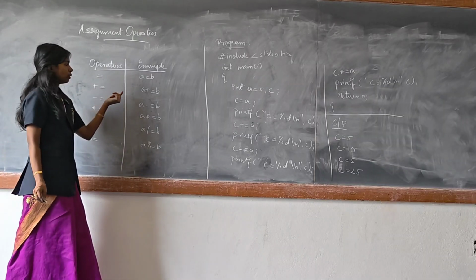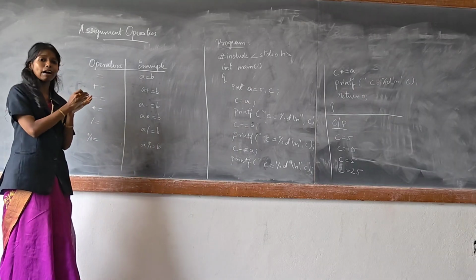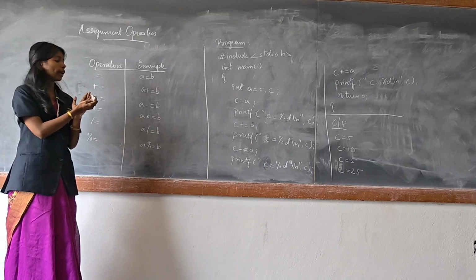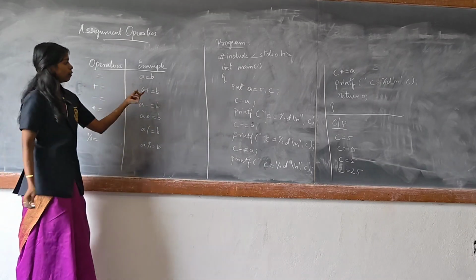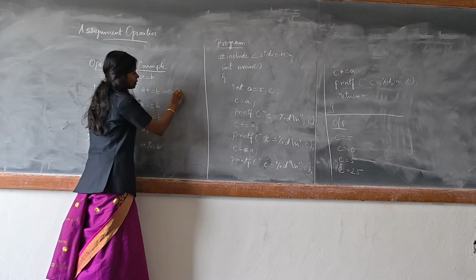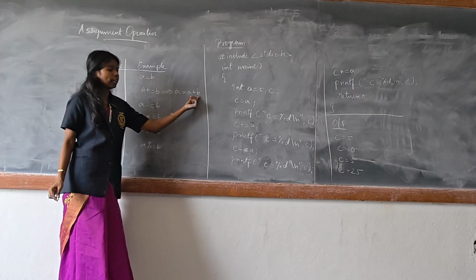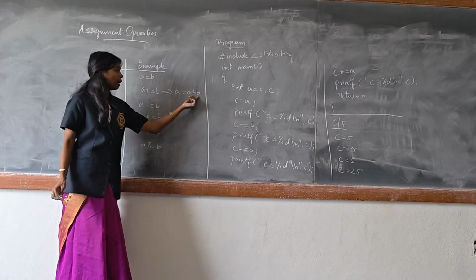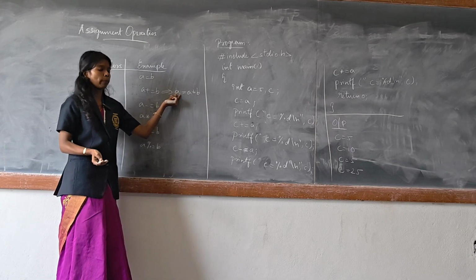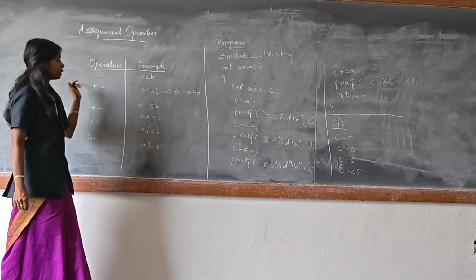Next operator is plus equal, which performs the addition operation: it adds the value of the right side operand and the left side operand and assigns the value to the left side operand. In this we set A plus equal to B as the example. We can also write this as A equal to A plus B, which means it performs the addition of A and B and saves the output in A, the left side operand. This is one example of an assignment operator.